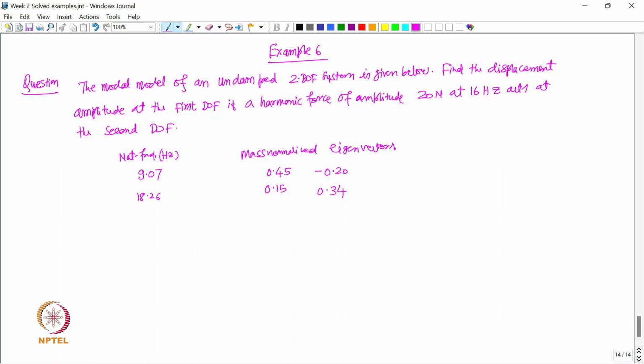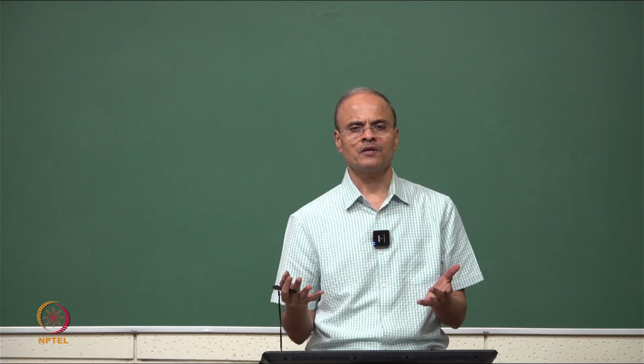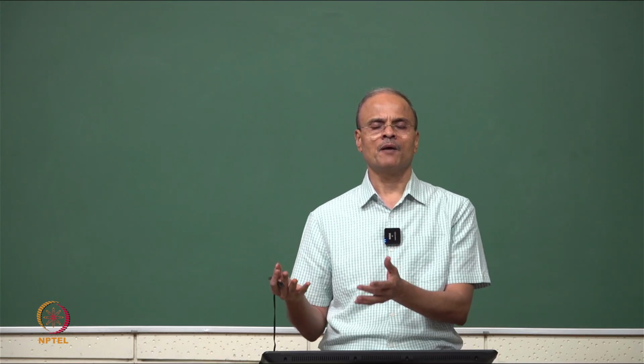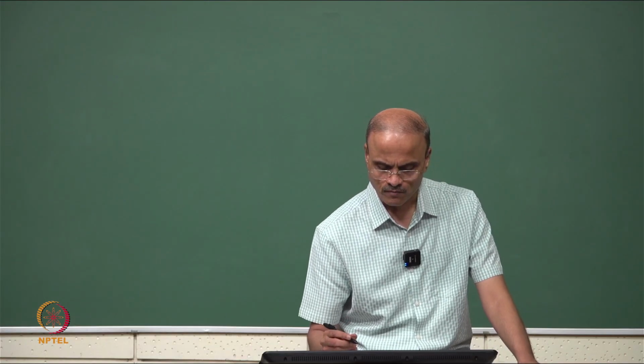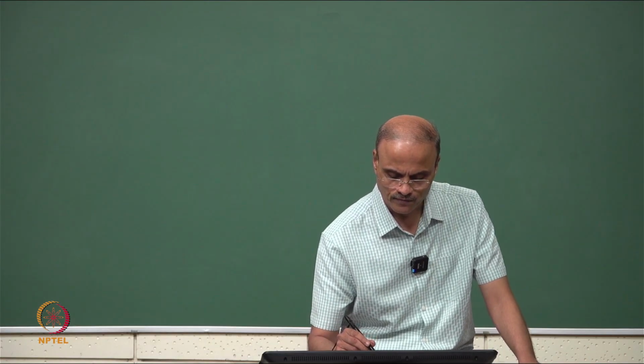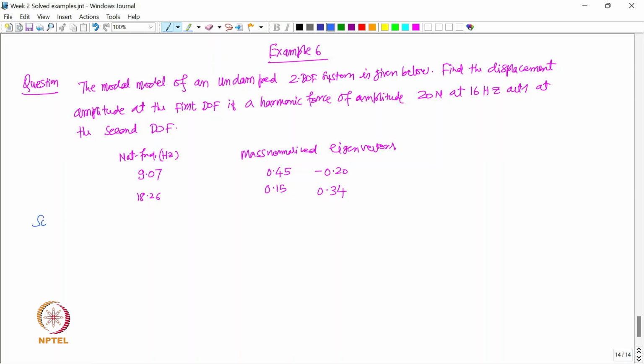So basically, as we studied in lecture classes, a modal model essentially comprises, for an undamped case, the specification of the natural frequencies of the modes and the corresponding mass normalized eigenvectors. That specification constitutes the model. Of course, if it is a damped system, then the damping factors for different modes also need to be given. In this case it is an undamped system, so natural frequencies and mass normalized eigenvectors have been given. Let us look at the solution now.